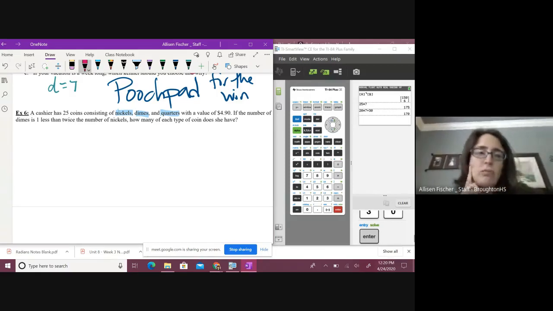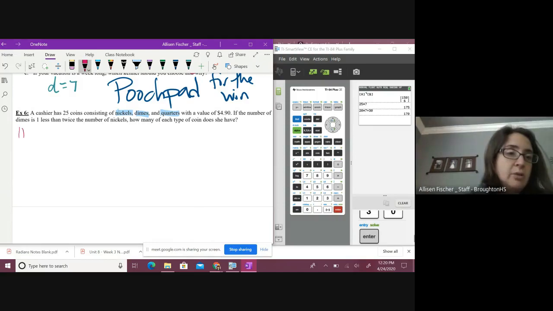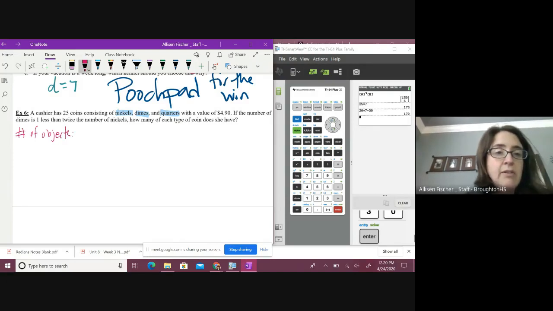All right, so 25 coins consisting of nickels, dimes, and quarters. So with these problems, you're going to almost always have one equation that is going to talk about the number of items that you have. So that is one of your equations. So this is number of objects. So we have nickels plus dimes plus quarters is going to equal 25.